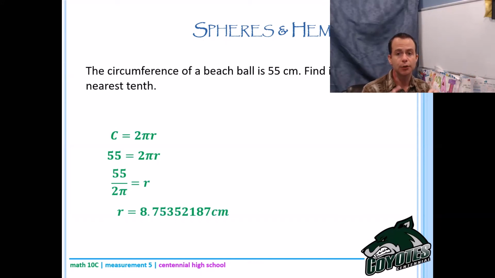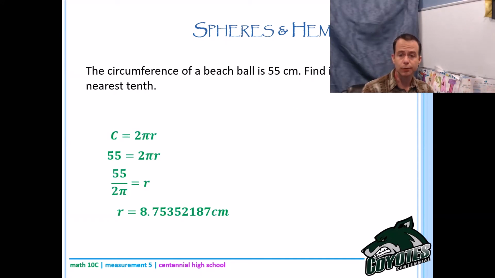8.75352187. Please take note. I'm trying to give you a bunch of decimals there so we don't run into any rounding error. Never round to that nearest tenth until it's your absolute final answer, okay? It will throw your answer off, just like using 3.14 for pi would throw your answer off. Make sure you're using your pi button, okay? And so no rounding should be happening until the very last of the answer.